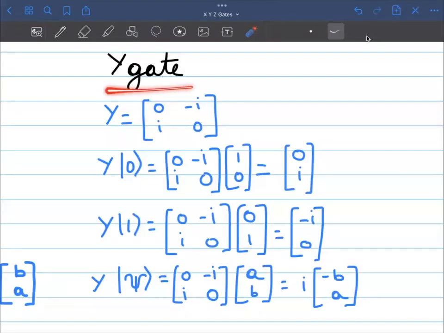Now let's see the Y gate. The Y gate is represented as [0, -i; i, 0]. It takes the state 0 to 0 and i. It takes the state 1 to minus i and 0. It takes the arbitrary state, which is a superposition of both state 0 and state 1, which is A and B, to i times minus B and A. This is the Pauli Y gate.